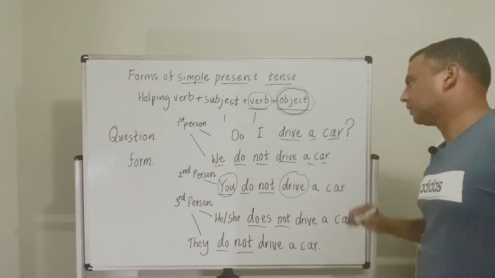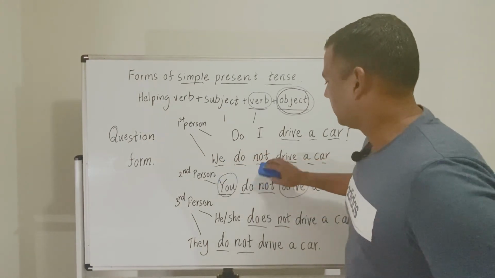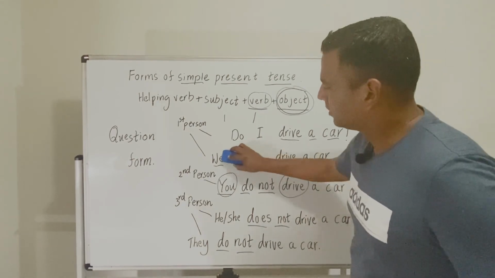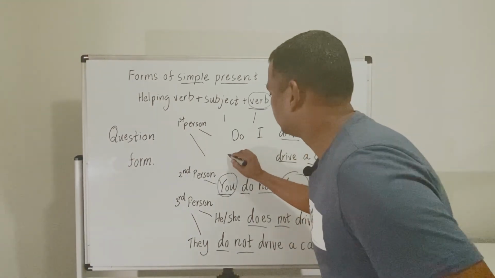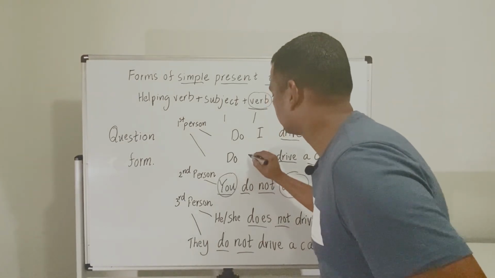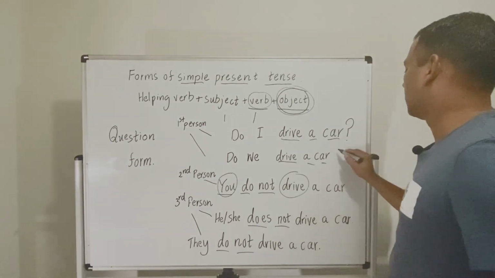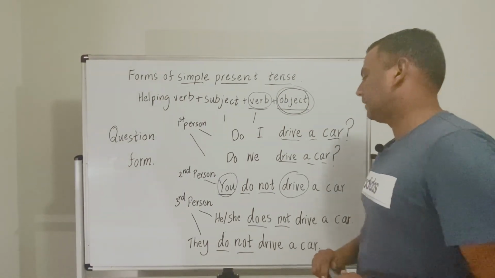Okay? Complete this: "Do I drive a car?" Then the second one, also the same thing. We first take the "not" away and then we just swap "do" and "we". "Do we drive a car?" And then you have to put a question mark at the end.